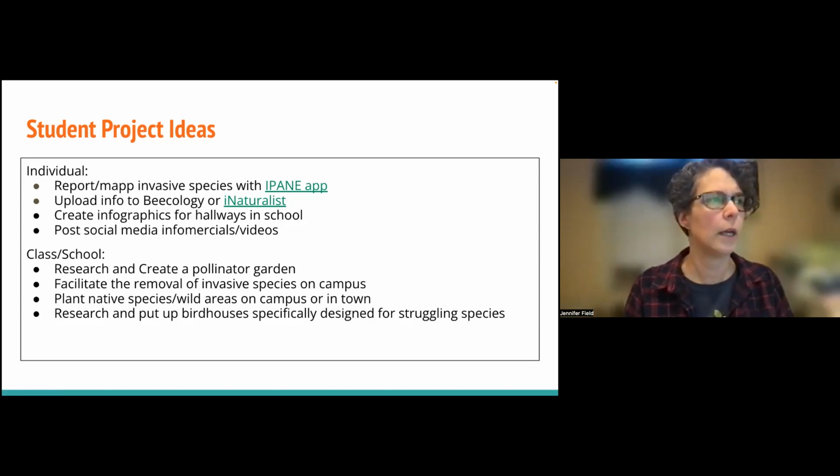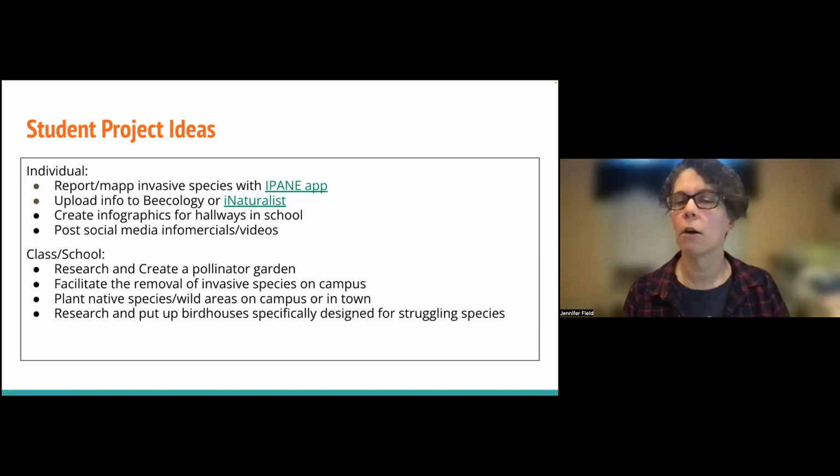And then we can do Beecology, or iNaturalist is another great site. So if you are in the fall or really early spring and there aren't any bees out, you can go log things with iNaturalist, which is another citizen science app.